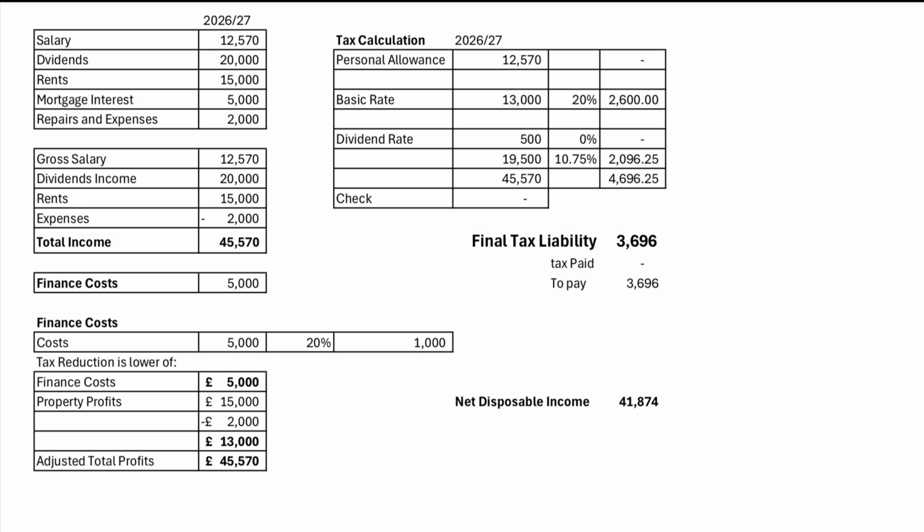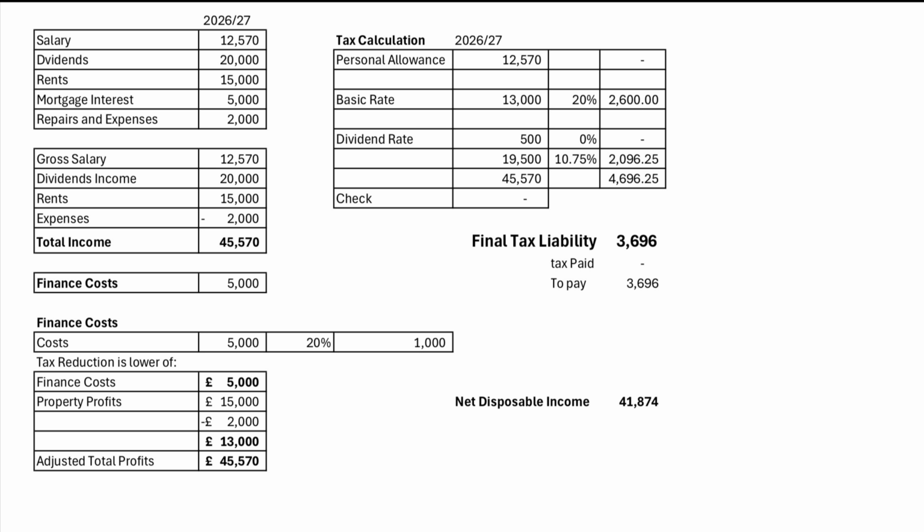In terms of how we calculate the tax for this example, we've got our $12,570 personal allowance, which is used by the salary. We then have our $13,000, which is taxed at 20% in our 2026-2027 tax year, at $2,600. That's because the $15,000 rents, less the expenses, give us $13,000 of rental profits, which we are going to be taxed on.